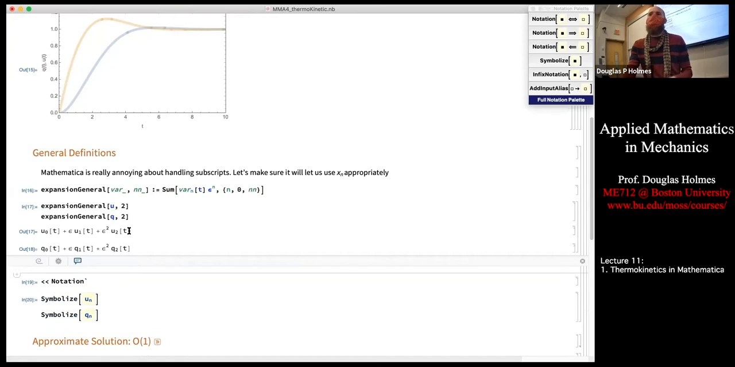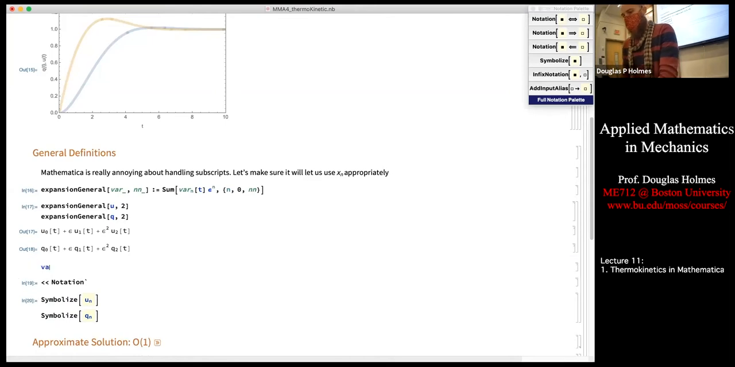Questions on this? This allows you to basically use that function without having to define expansion general for u, expansion general for q, which I saw a lot of people doing. How do you generate the subscripts for var n? You would type var, control hyphen, and then you move to the right, and then you're there. Is that what you meant? Yeah, thank you.